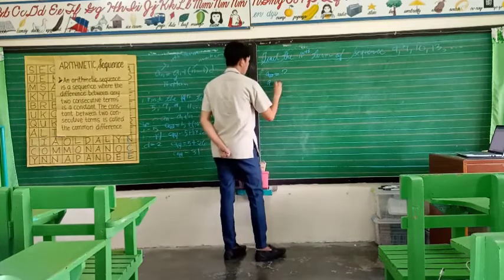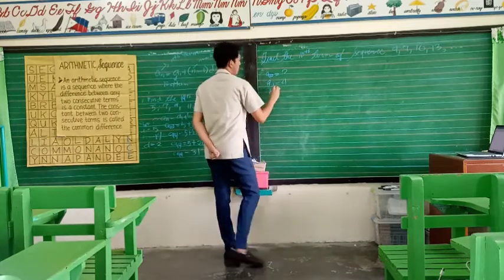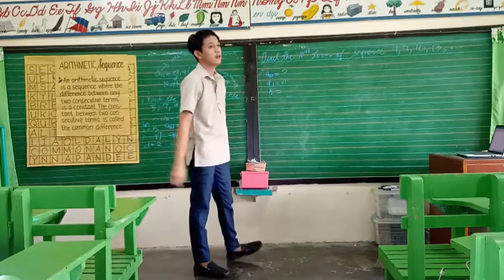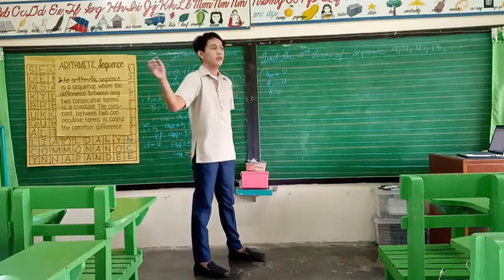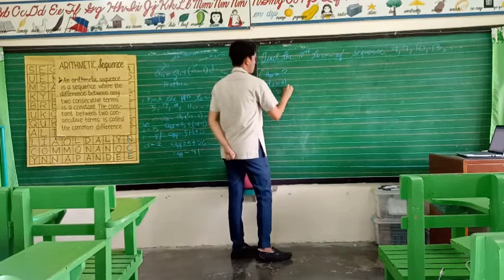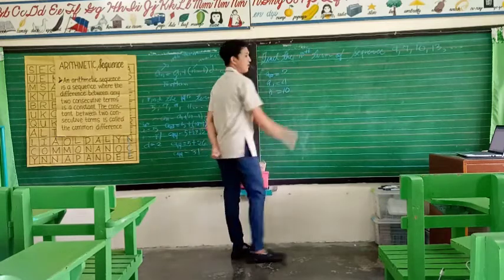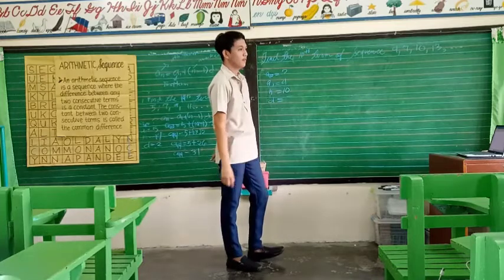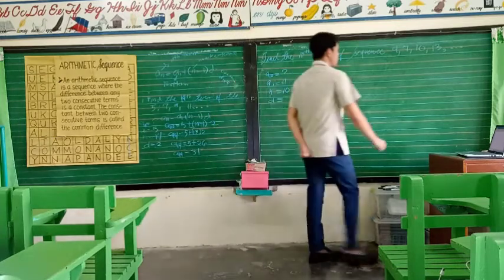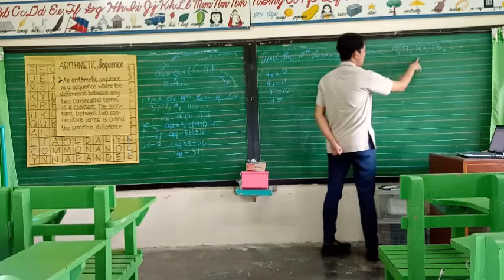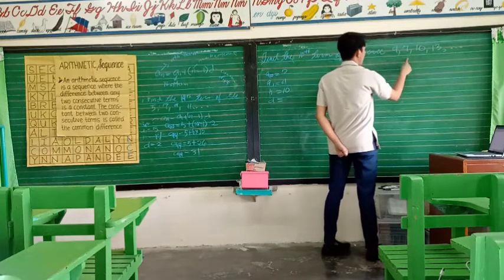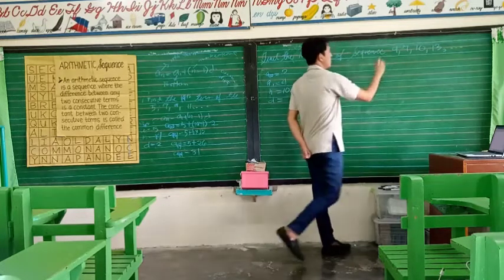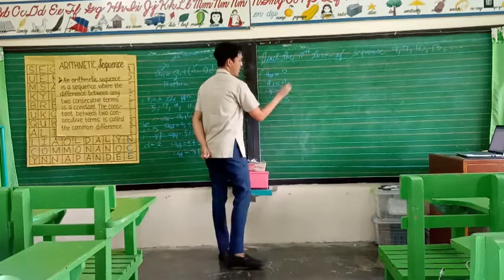Our n now is 10, because we are looking for the 10th term. So what is the common difference here? 3. Okay, very good. Because when you subtract, 13 minus 10 is 3, 10 minus 7 is 3, and 7 minus 4 is 3. Therefore, the common difference is 3.